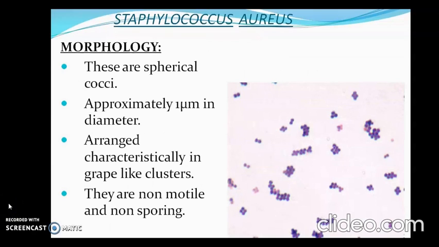Let's see the morphology of Staphylococcus aureus. These are spherical cocci approximately 1 micrometer in diameter, and they are arranged in grape-like clusters. Usually Staphylococcus aureus are non-motile and non-sporing.